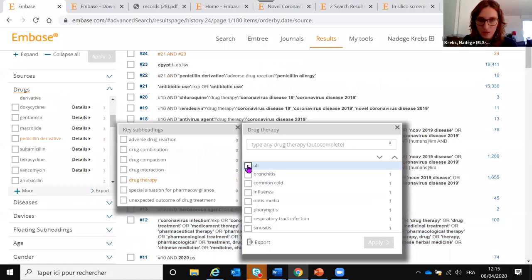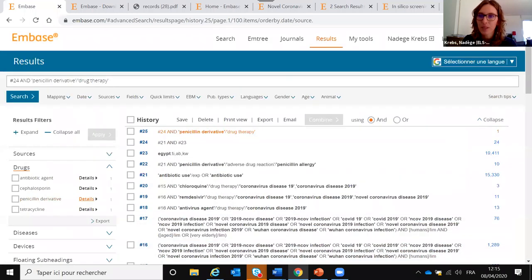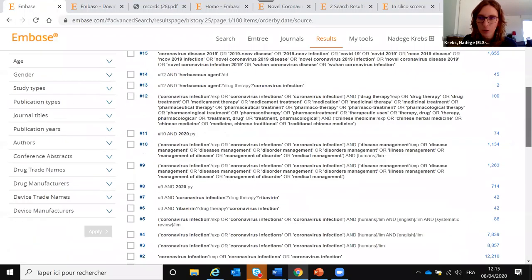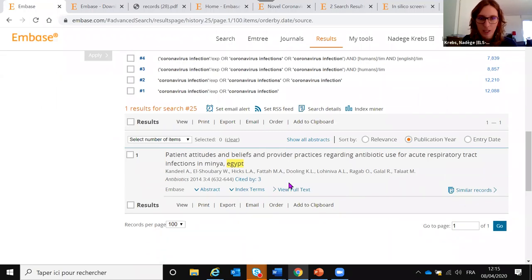So we can select all and we apply. And here we have one paper out of all where penicillin derivative was used as a drug therapy. So let's go check this article. Patient attitudes and beliefs and provided practice for acute respiratory tract infections in Minya, Egypt.